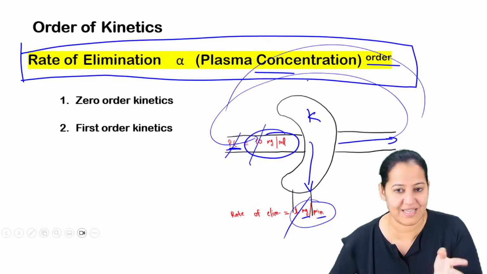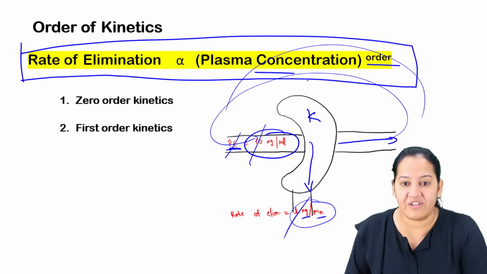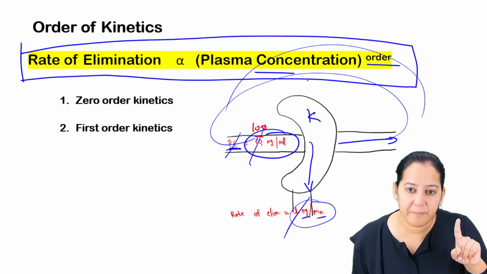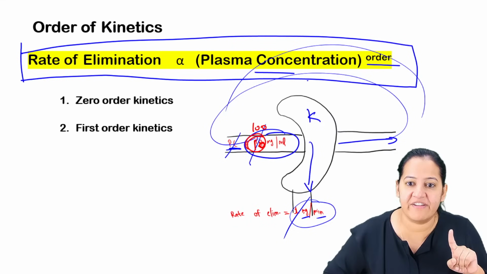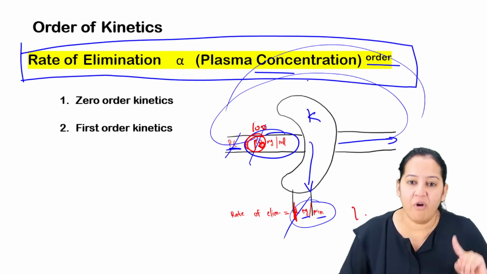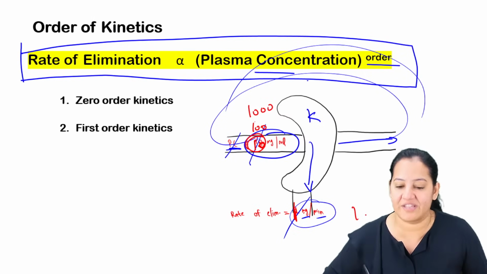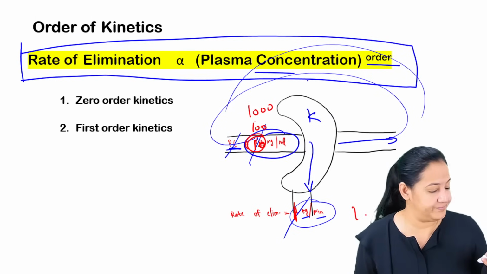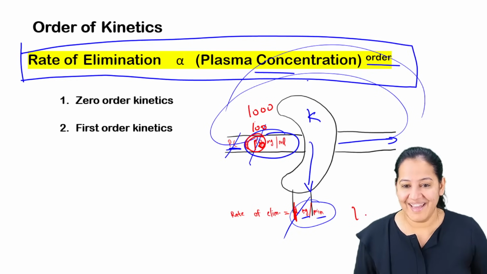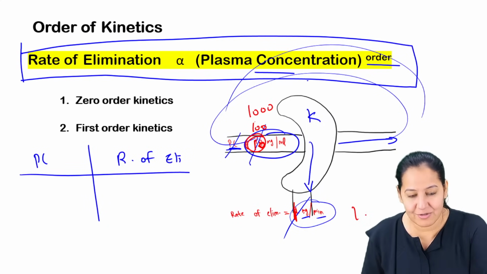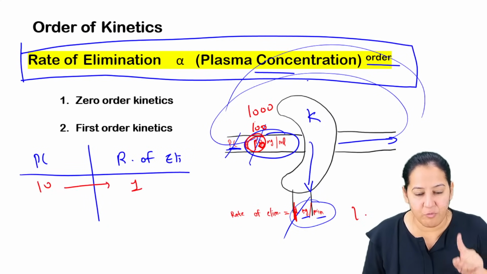It is the rate of elimination. It is excreted via urine, for example. So instead of 10, if I make it 100 here, what is the rate of excretion? If the plasma concentration is 10, the rate of excretion is 1. If the plasma concentration is 100, what is the rate of excretion? What if the plasma concentration is 1000? I'm asking you a question. Can you answer it? Say yes, say something. I'm saying if the plasma concentration is 10, it is eliminated at 1 milligram per minute.